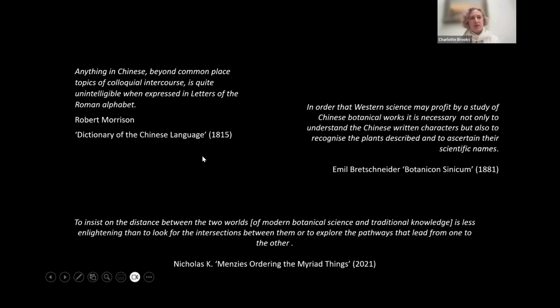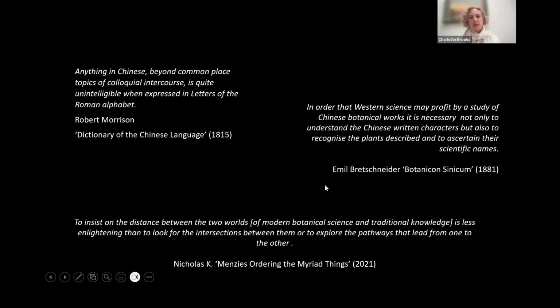And he says that anything in Chinese beyond commonplace topics of colloquial intercourse is quite unintelligible when expressed in letters of the Roman alphabet. So here he's talking about the transliteration that we see that quite often goes alongside the Chinese characters that indicate the local common names or the local dialect names, and saying that actually just having a romanization of these is not of really any particular use if you don't also have the Chinese characters as well.